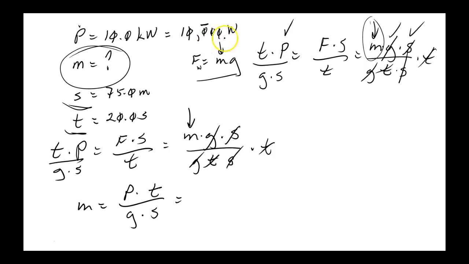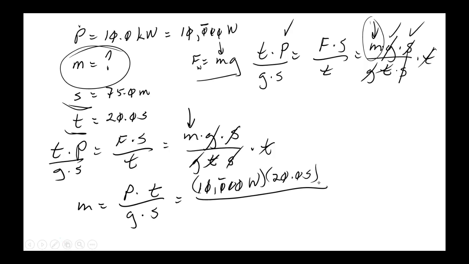What is our power? Up there at the top. 10,000 watts. Okay. Times, what's our time? 20.0 seconds. Okay. Divided by, oh, and by the way, what is a watt? Let's get the basic units for a watt.